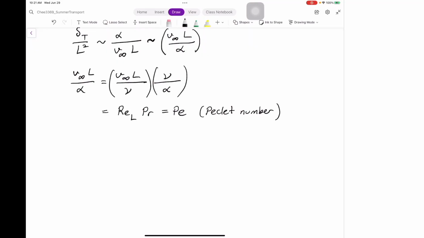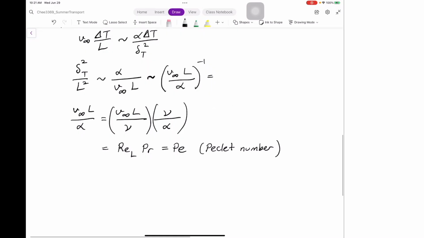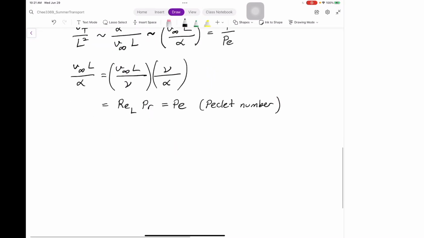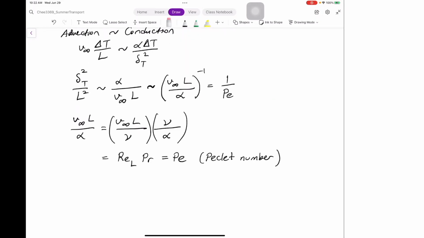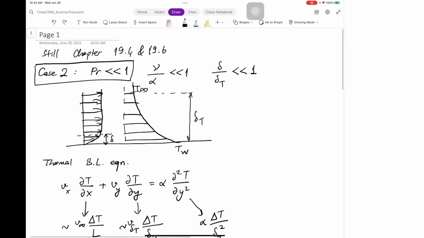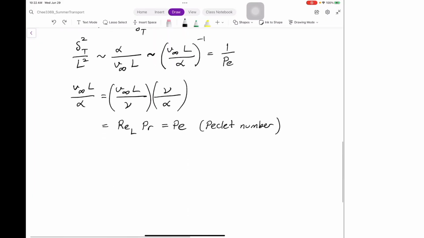Okay, so what does this mean? So what is this Peclet number? So I get something like 1 over Peclet number here, but what is it? I mean, the reason I'm investigating it is because it's probably something very important, right? Because it tells me an idea about how large is the thermal boundary layer, right? So let's make sense of it then.